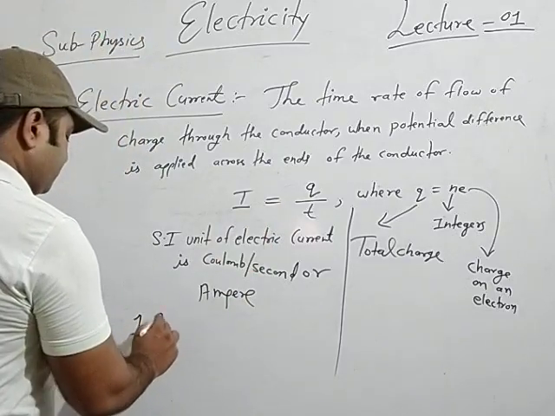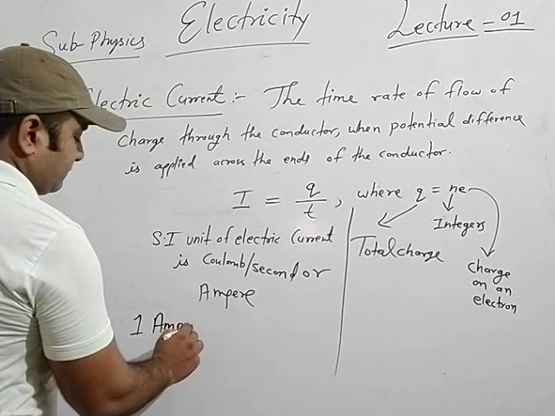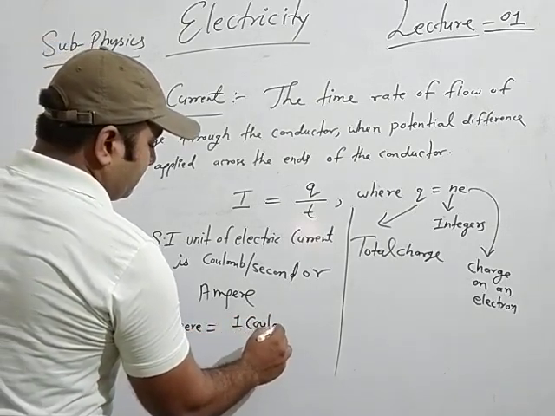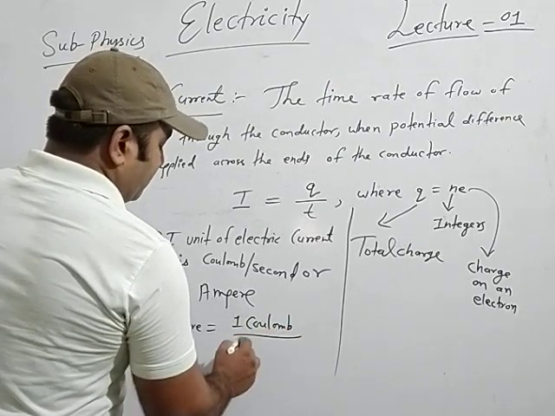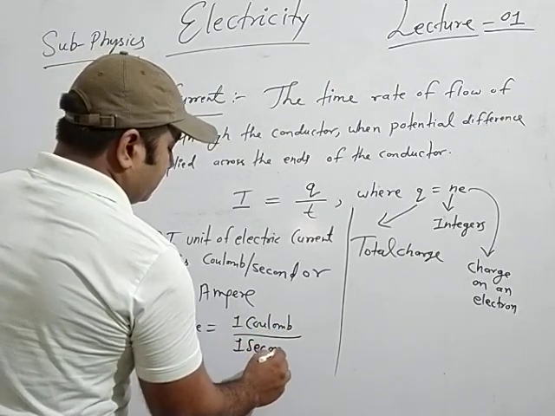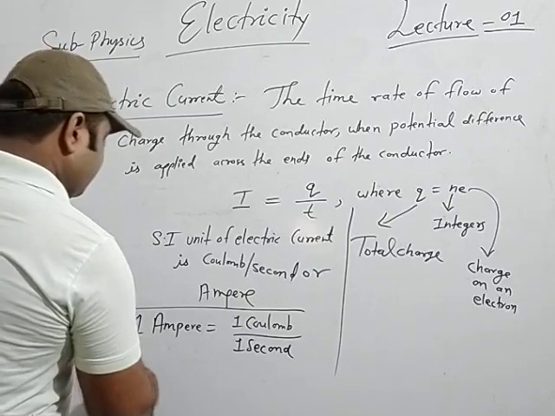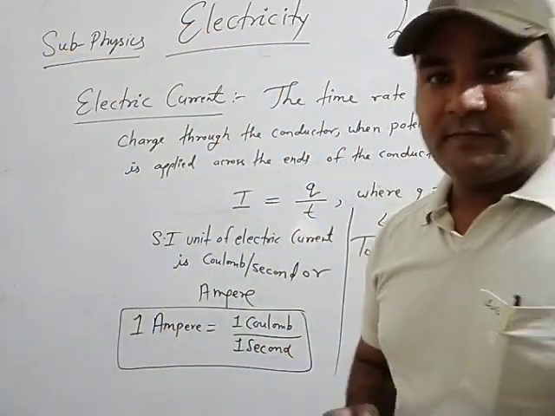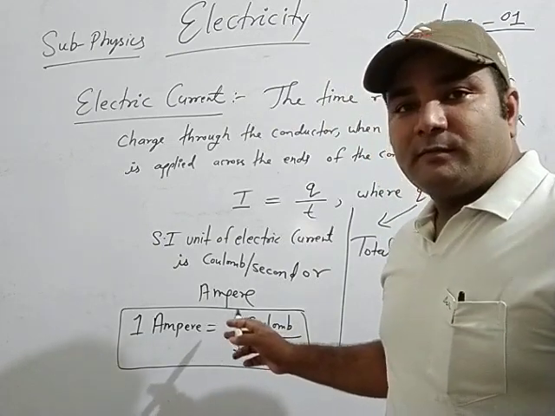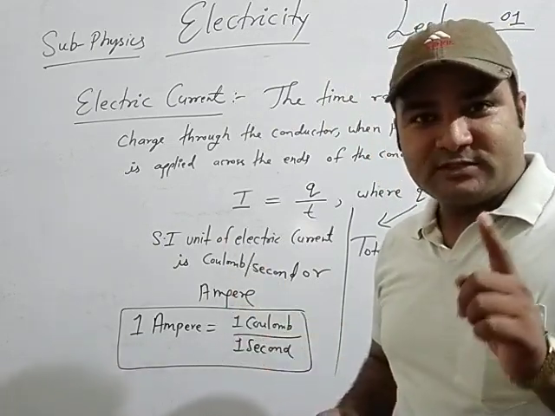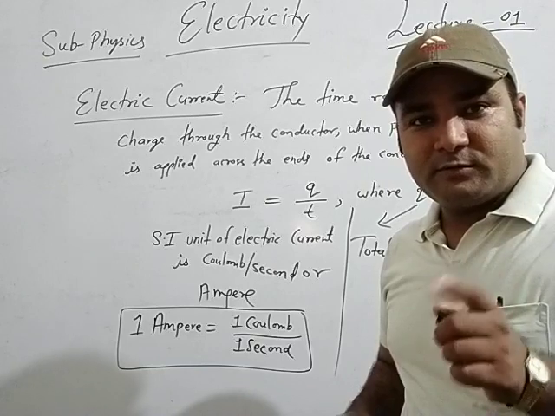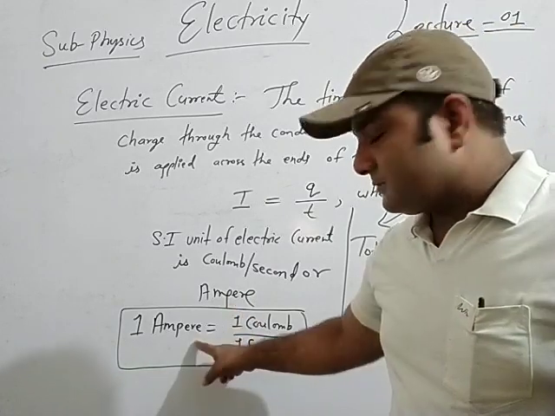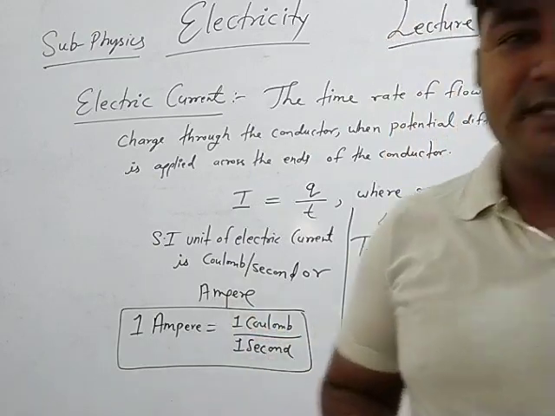1 ampere is equal to 1 coulomb upon 1 second. Clear? Very simple. Just try to understand. When 1 coulomb of charge flows through the conductor in 1 second, then the current flowing through the conductor is said to be what? 1 ampere or 1 coulomb per second.